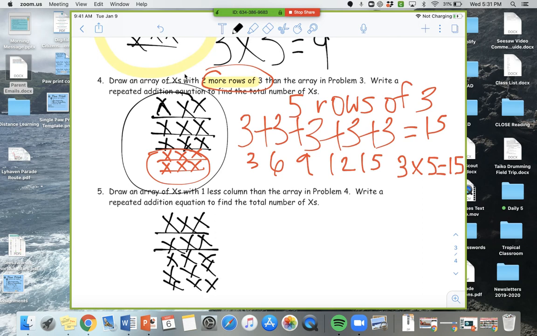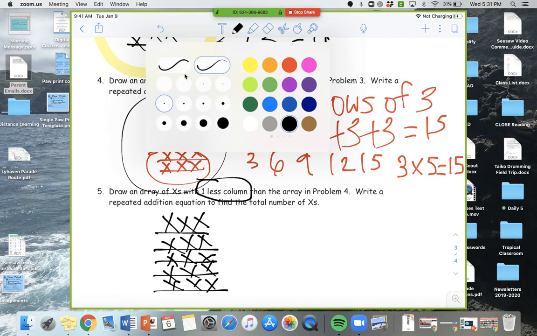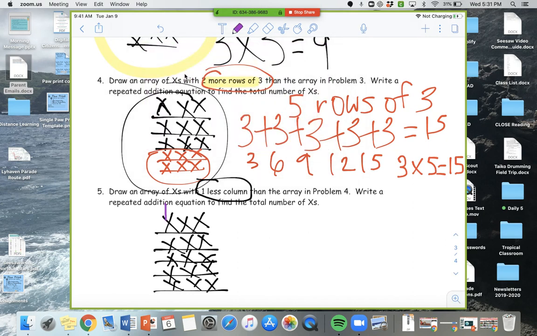Let's see, I have 1, 2, 3, 4, 5. Okay, so now it's telling you to do 1 less column. Remember, columns are vertical. So I need to cross it off. So I'm going to use a different color. I'm going to completely cross it off and then look at my array that's left.